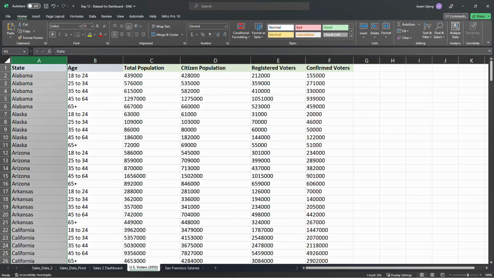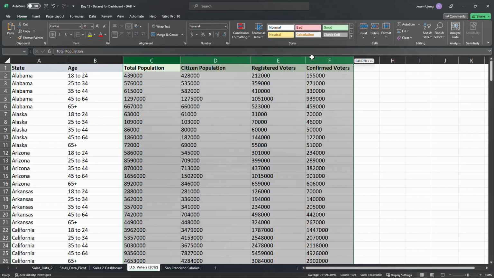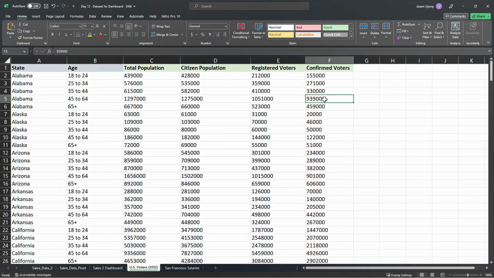So in pivot tables, when we have our data sets like this, we can categorize them into two: one is dimensions, and the other is measures. Okay. Now, what does this mean?